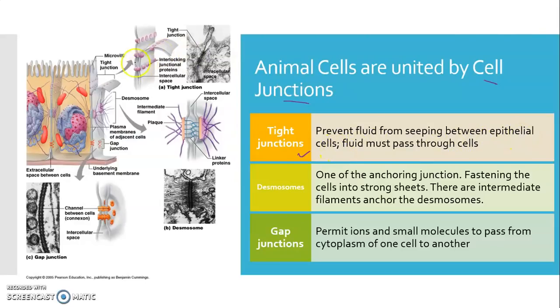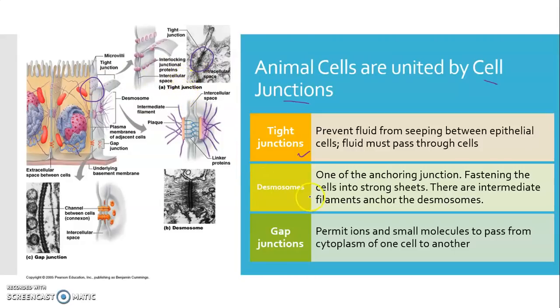Because it is tight, it makes two adjacent cells bind very tightly, and it prevents the fluid from seeping in between the epithelial cells, for example. So this is the microscopic image of the tight junction, and this is the illustration of the tight junction.